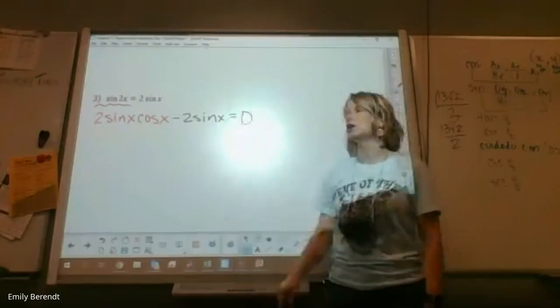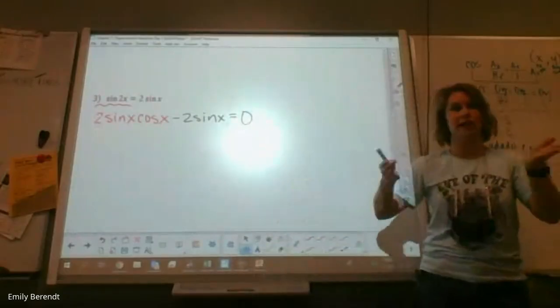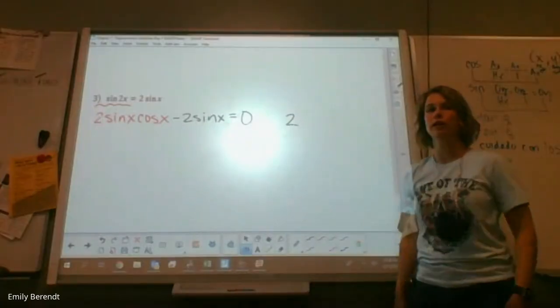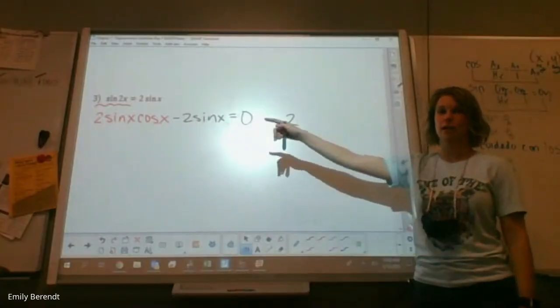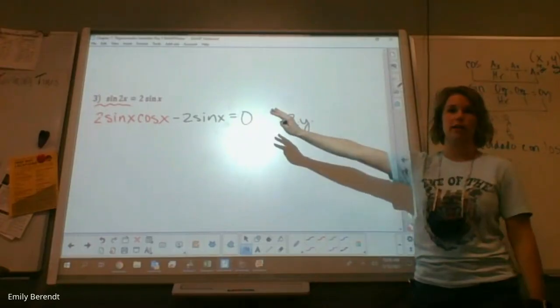Right now you've got a bunch of trig words. If you get overwhelmed with the trig words, assign them a variable. I'm going to go to the side and make it look like algebra. I'm going to have 2, the sine is going to become y, cosine is going to become x, minus 2 times y equals 0. And this is not something you have to do. If you can see it with trig words, do it with trig words.